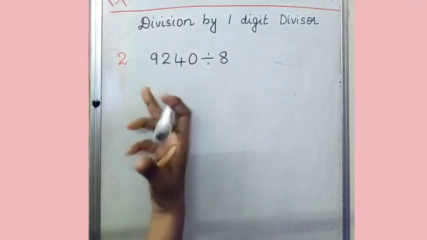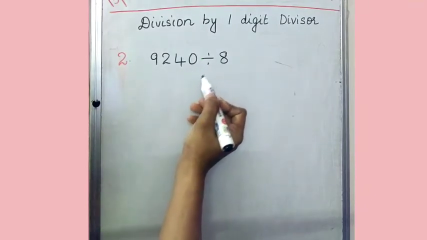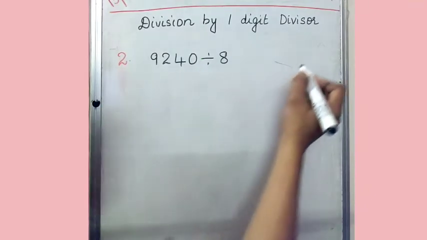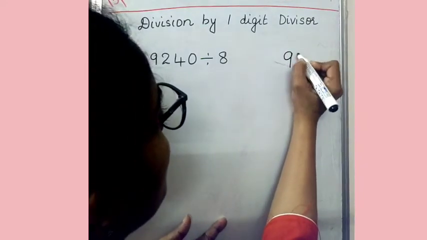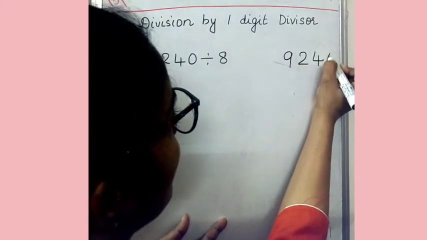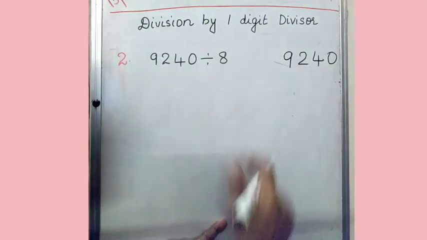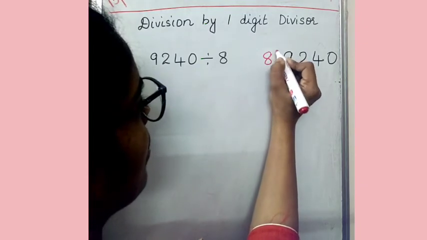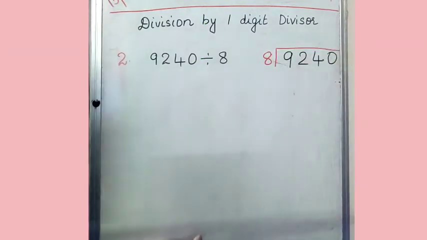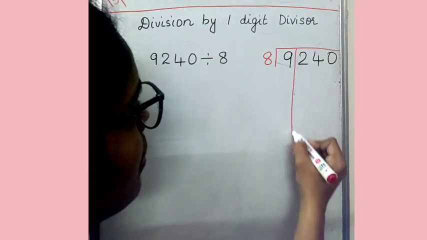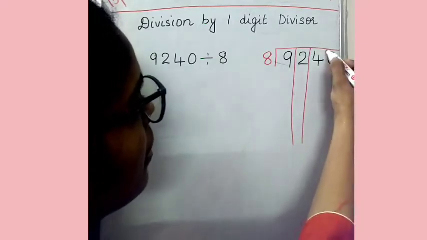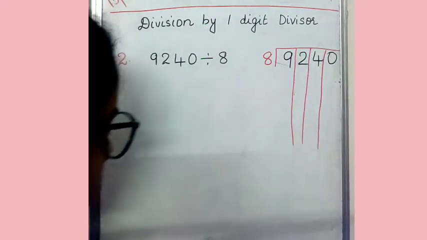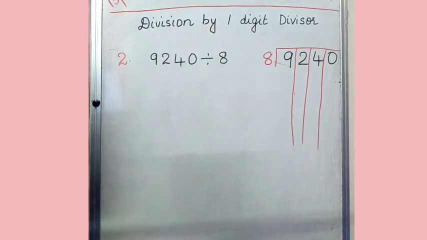Look at the next question. 9240 divided by 8. For this you have to write 9240 in the working column. This is the dividend and we write 8. This is the divisor outside, dividend inside. Then draw columns like this. This is mandatory only to get accurate division.